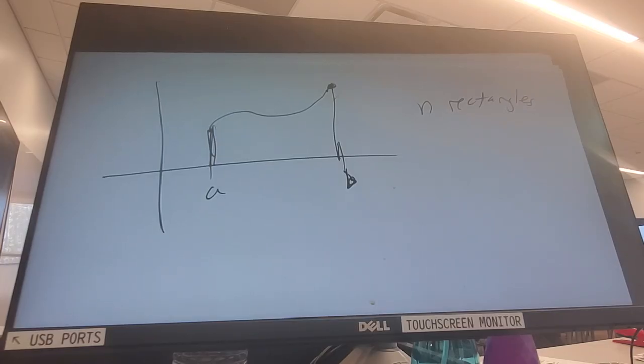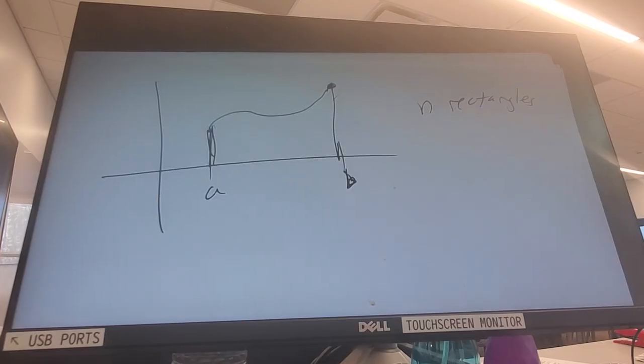You guys are kind of with me? How wide would each one have to be? I've got to go 36 feet, correct? And I want to use 12 rectangular slats. So how wide would each one have to be? I do how far I have to go divided by how many rectangles I want to use. That's a very physical idea. So what would the width of the rectangles be in this case? How far do I have to go?